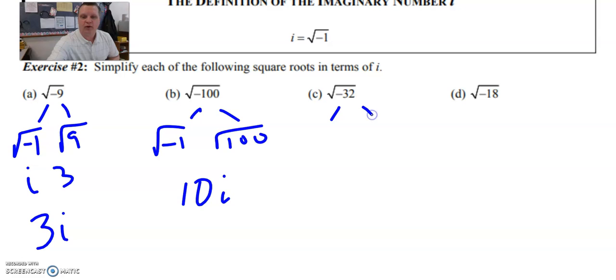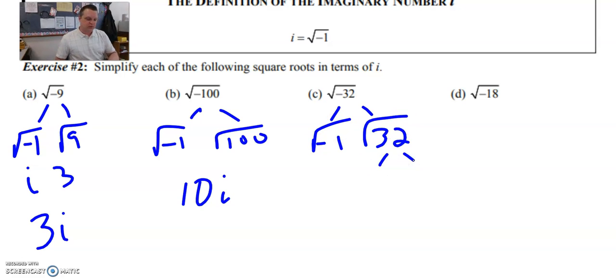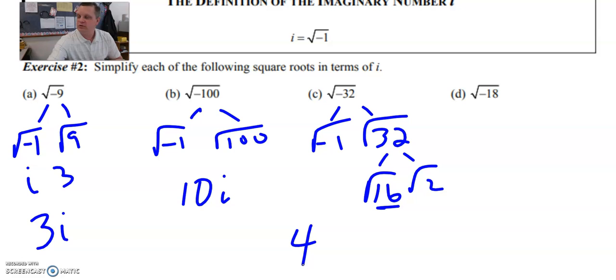Simplifying, now you're like, oh boy, what's going on? It's not a perfect square. So you have to find the perfect square that goes into 32, which is 16 and 2. So the square root of 16 is 4, the square root of negative 1 is i, and then you have root 2. So that's the order you want to put it in. Treat it like a variable, wherever you would put a variable.